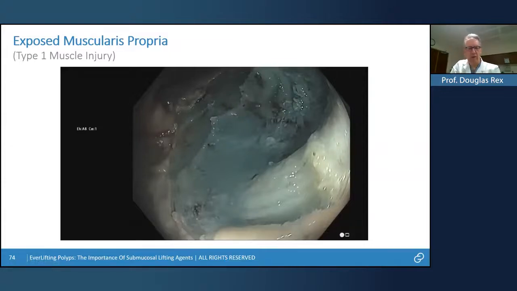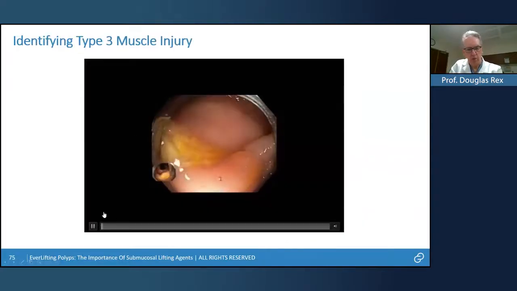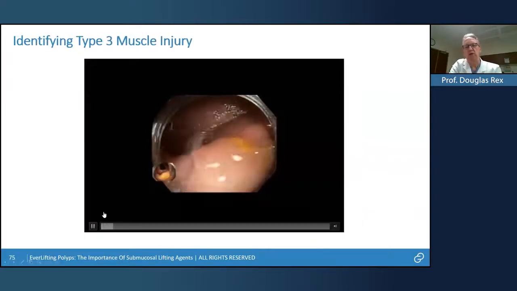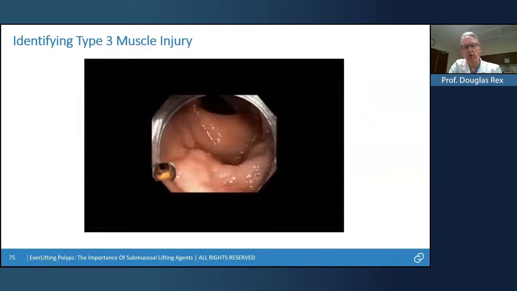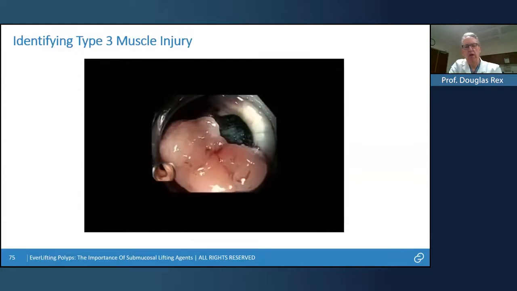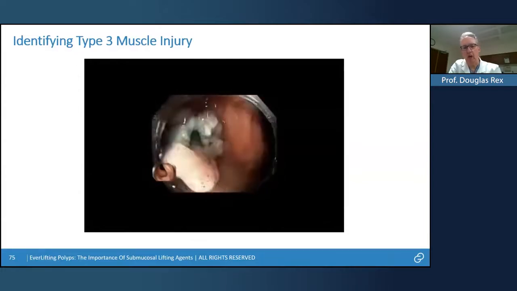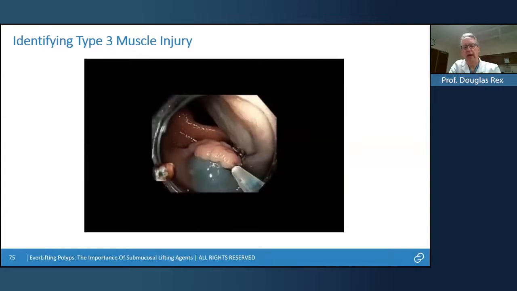In my experience, the bigger the snares you use, the more likely you are to expose it. What we would prefer to not do is to cut it. So if we just expose it, that's a type 1 muscle injury in Michael Burke's classification. Type 2 means you sort of can't tell, usually because of fibrosis. And then type 3, you've cut it.